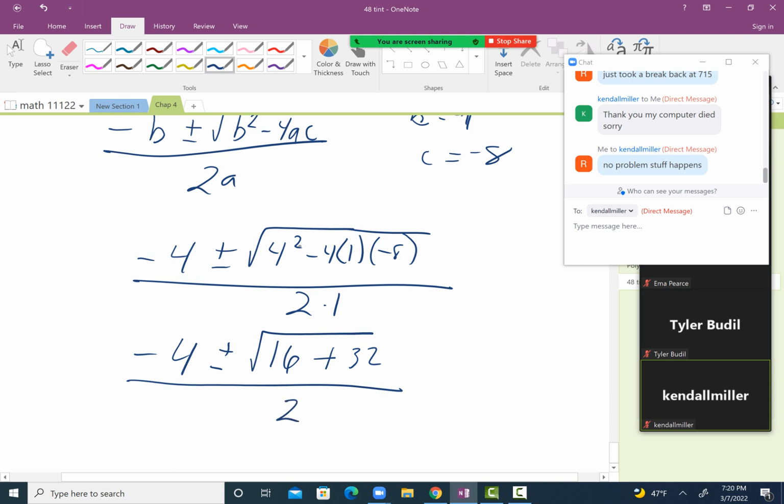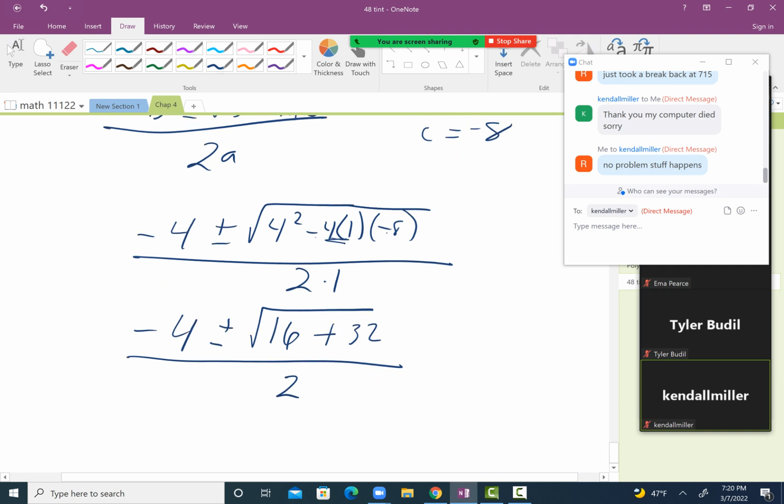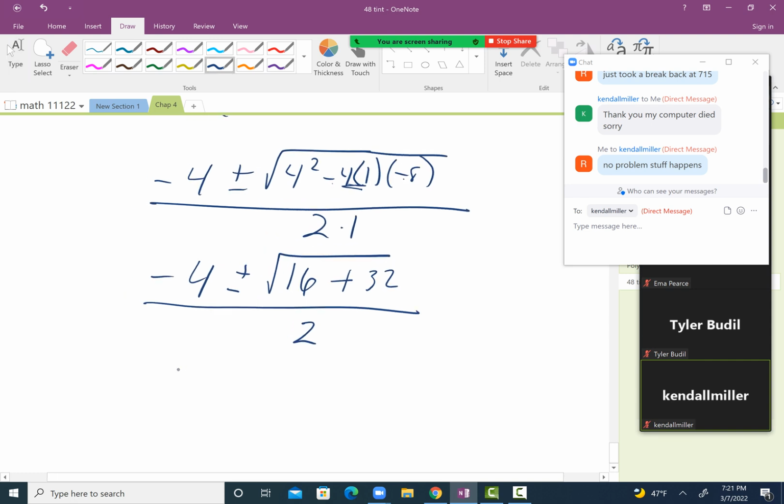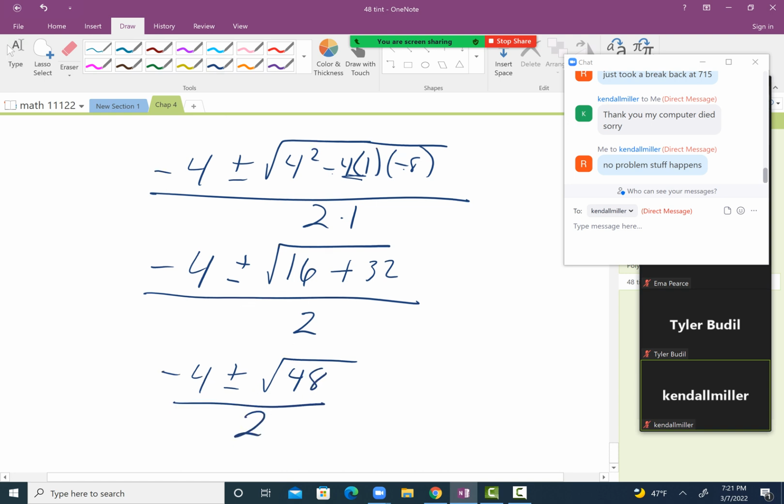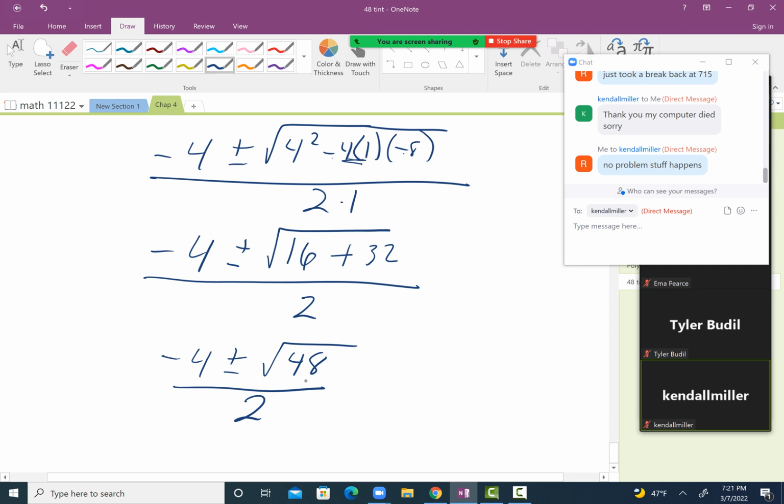Okay, so 4 squared is 16. 4 times 1 is 4. Times 8 is 32. We have a minus and a minus, which makes it a plus. Okay, so those are my two answers. Negative 4 plus the square root of 48 over 2, and negative 4 minus the square root of 48 over 2. If you put those into Desmos or a calculator or whatever, you're going to get decimals.